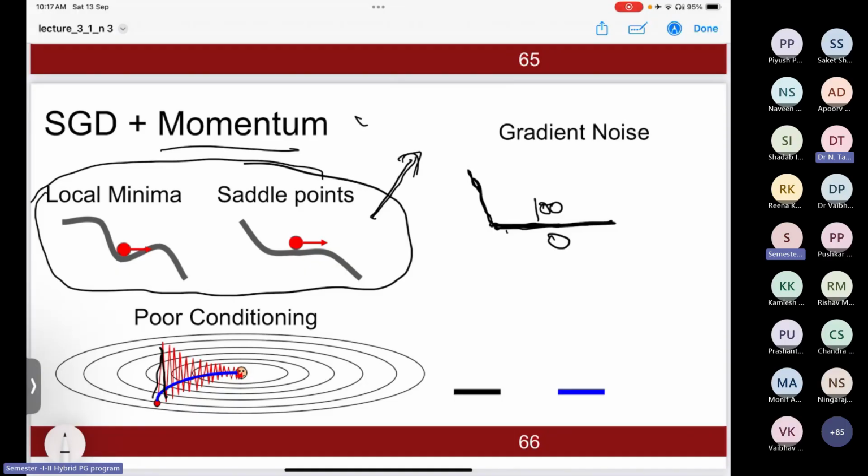Because if you have a convex plane, then you know where the global minima is. You can easily find the gradient of this, and that will give you the global minima. Where the gradient equals 0, that is your global minima. But you do not have this type of structure. You have this type of structure, and that's why there is a problem.